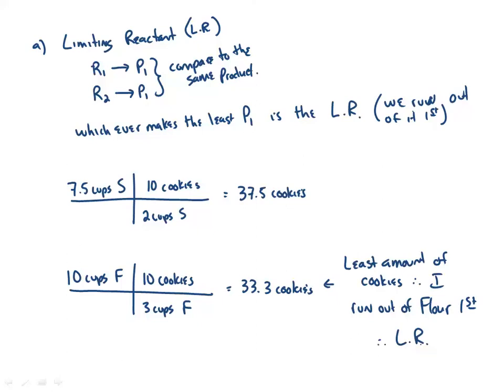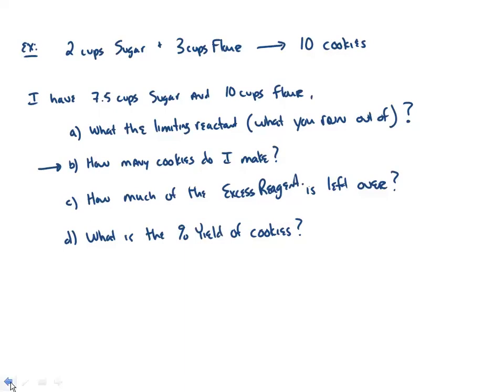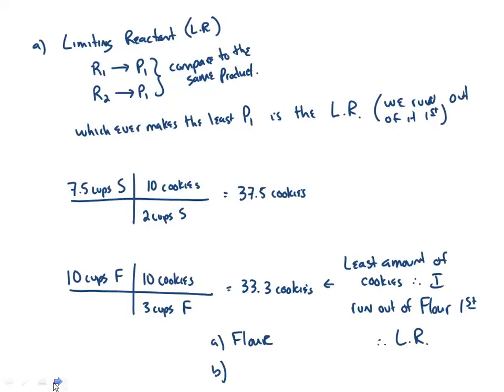So in a chemical reaction, the exact same thing is going to happen. We're going to run out of one of the reactants, and the reaction is done at that point. We can't make any more cookies. We can't make any more product. So the answer to part A is then 10 cups of flour. Or technically, I guess it's really just flour. So flour is our limiting reactant. But we've also answered B, notice, because B said, how many cookies do I make? Well, we know we make 33.3 cookies.